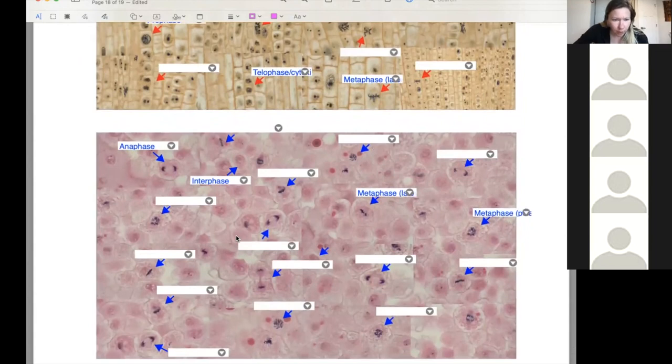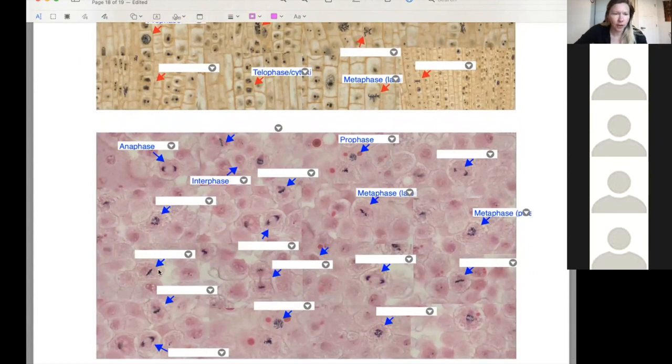Let's see, we got a lot of anaphase. How about the second in the top? This one? That one, yeah. Here we are starting to see some chromosomes condensed down. Prophase. Yeah, that would be a prophase, exactly.